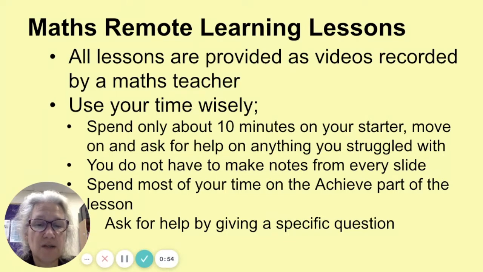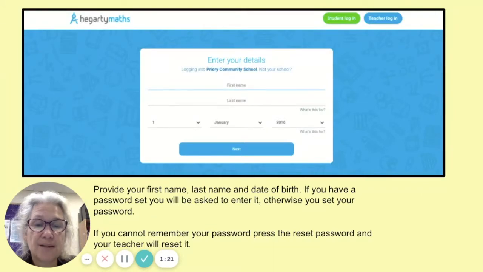Your teacher will guide you on to what's important, but the best bit is to get onto the achieve part of the lesson, to have a go at applying your knowledge and making sure that you are writing down any workings, and more importantly, asking for help if you need to. And be really specific. Say exactly what it is. If possible, take a photograph to show your teacher exactly what it is that you're trying to have a go at. So Hegarty Maths is a big part of our offering that we have at Priory.